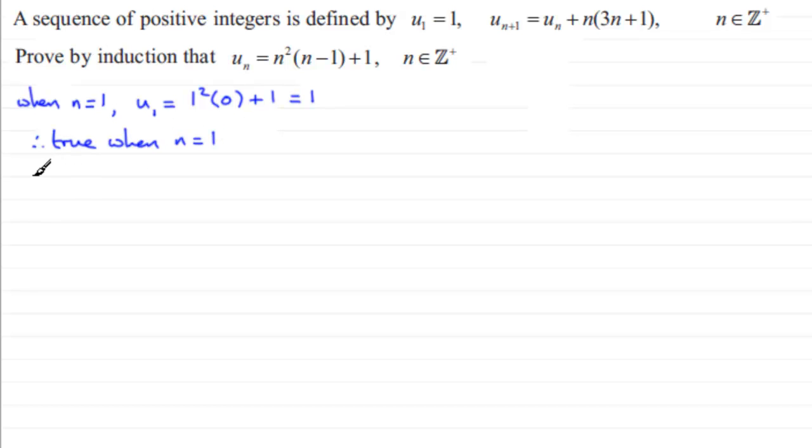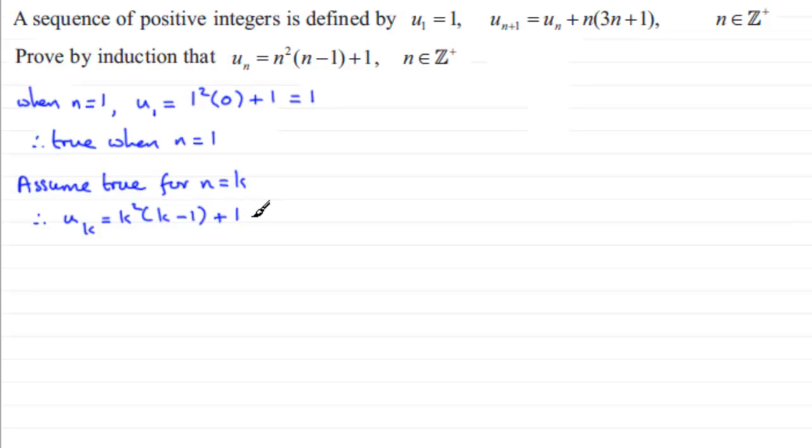What we now have to go on to do is assume that our statement is true for some particular integer value for n. So we assume true for n equals, say, k, where k is a positive integer. And so what we're saying is that this statement is going to be true for n equals k. So uk is going to equal k squared multiplied by (k - 1), plus 1.